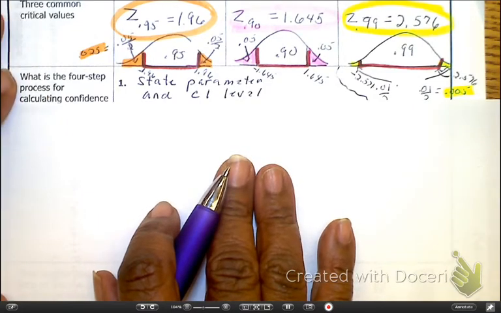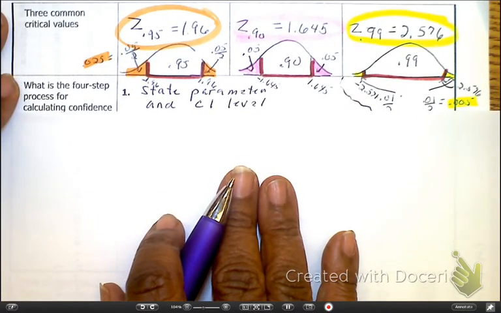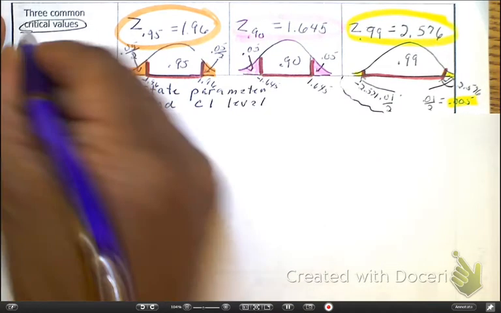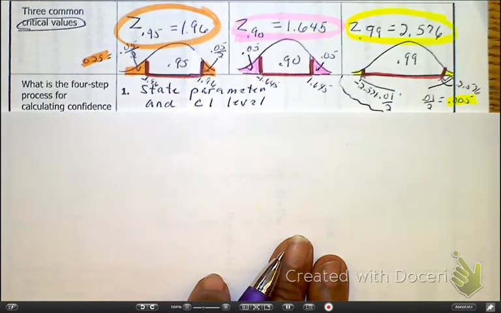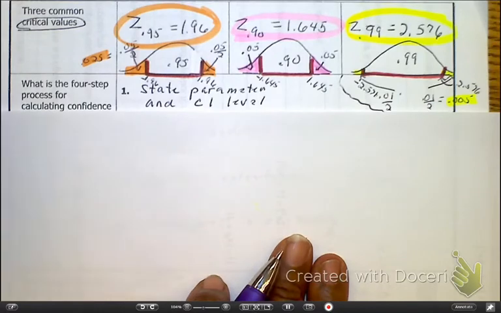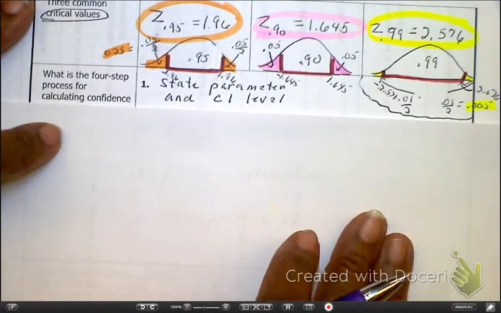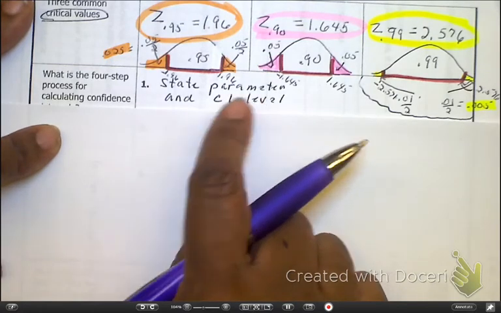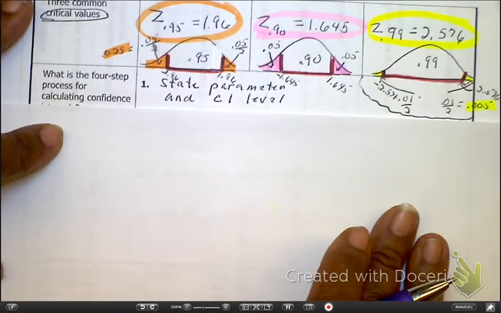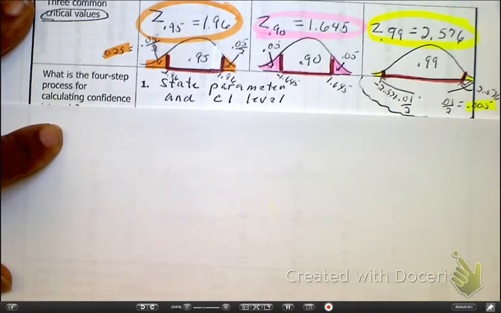Now, those are called, again, critical values. And those critical values are necessary in helping us to come up with our confidence interval. But before we do that, let's talk about the 4 steps. Step 1, state your parameter and your confidence level. Because we're just starting inference, and sometimes we're going to be finding confidence intervals, sometimes we're going to be doing tests of significance. And I need to know, just like the AP reader needs to know, exactly what you are using.